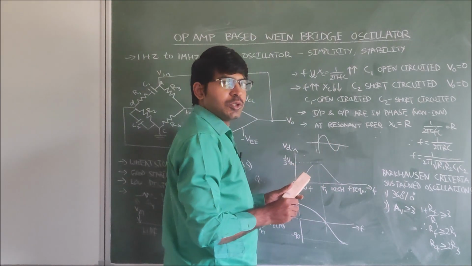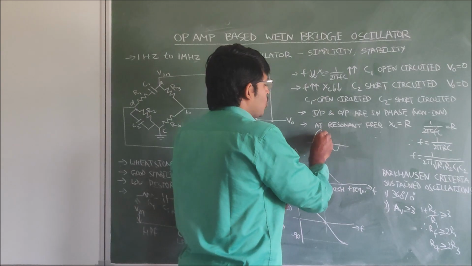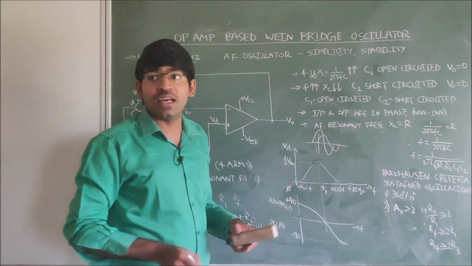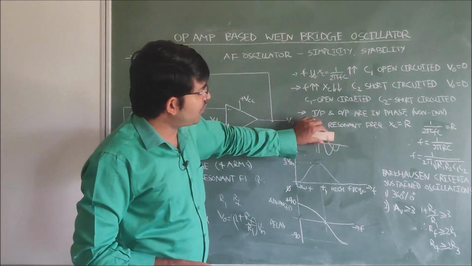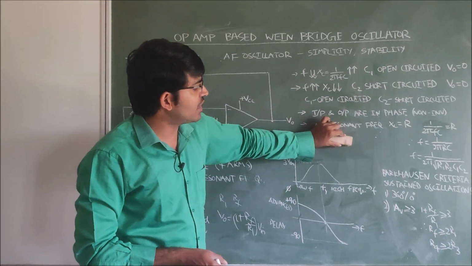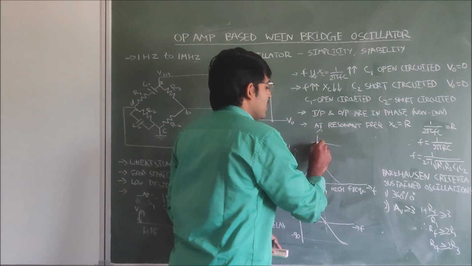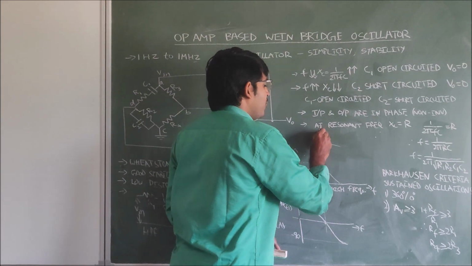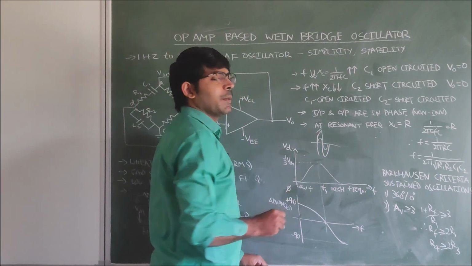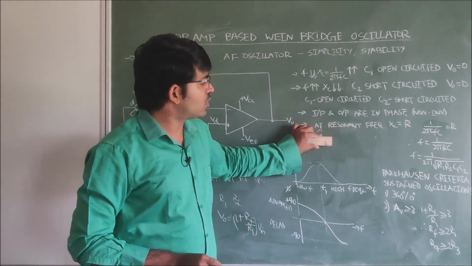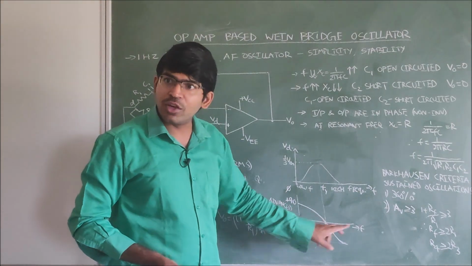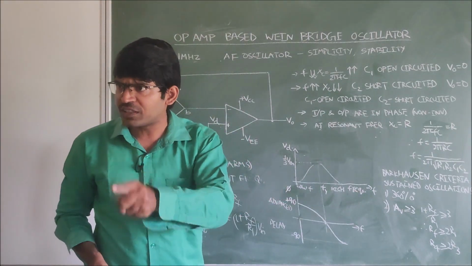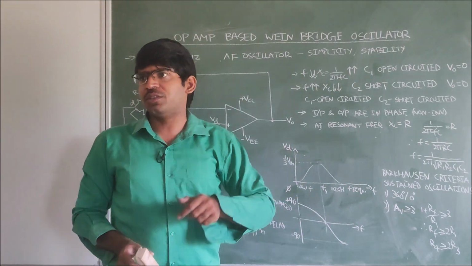If we are giving the input signal like this, then the output will be like this. Then we are saying the signal is having phase delay. But when we are saying both signals are in phase, then if we are giving the input like this, definitely the output will be like this only. Then we are saying both signals are in phase. Both signals will be in phase only at one frequency, that is the resonant frequency.